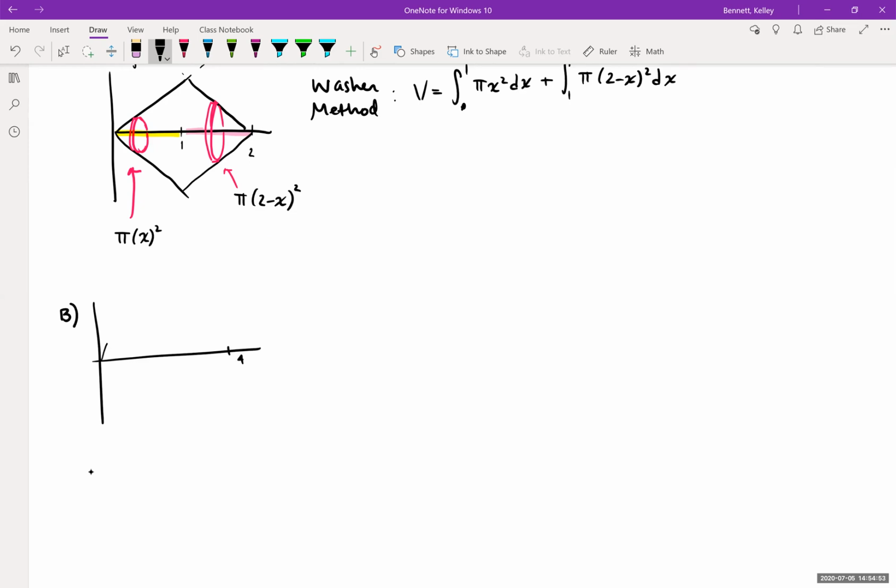So this one is a parabola. This is y equals 4x minus x squared. So when I'm at 2, I'm at 4. So you have a vertex here. And then we rotate this about the y-axis as well.